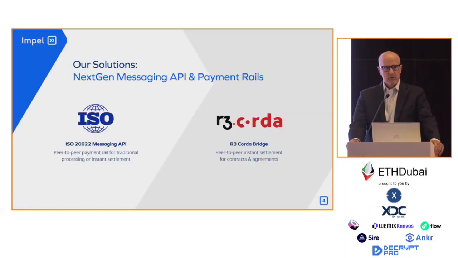We have two main solutions. One is the ISO 20022 API and the other is the R3 Corda bridge. The R3 Corda bridge allows anyone to take digital assets from the XDC Network's public blockchain and move them over to a Corda app on their private DLT. The ISO 20022 API is similar to what SWIFT or SEPA would offer, but again, we have a next-generation model that we can take a little further.